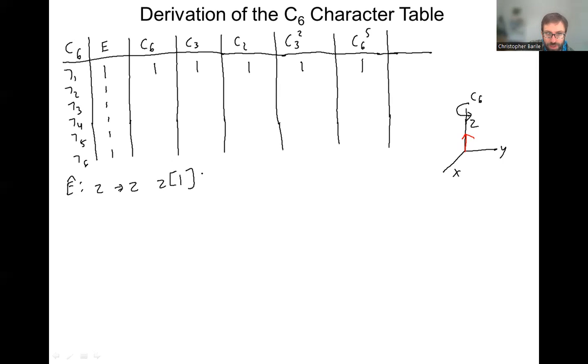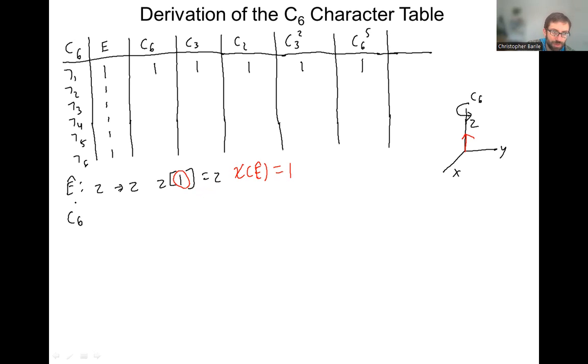There's a 1x1 matrix that mathematically describes this transformation of taking z to z. That's just a matrix containing one. And then we take the trace across this matrix. We get one, which means the character of identity equals one. The trace is just the sum across the diagonals. It's only a 1x1 matrix, so not very interesting, but we get one.